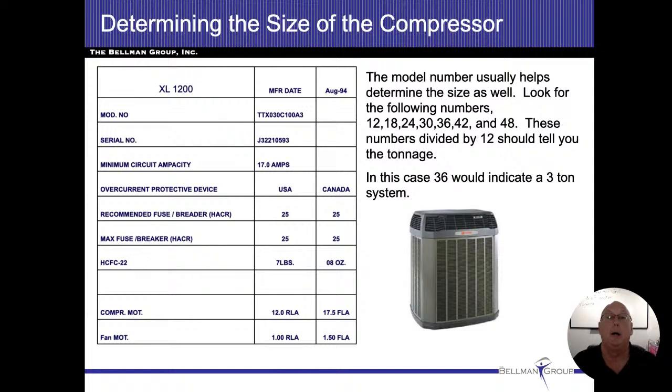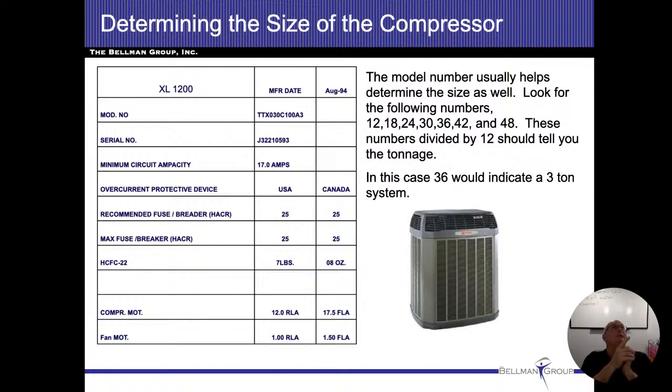All right. Now, since we got the data plate up here, I'd like to go over a few other pieces of information that we can get out of this. Now, I believe this is a Trane, the XL1200. That's a Trane model out there. And they've been actually very good about typing the manufacturer's date in the upper right-hand corner of these data plates. So this one right here was manufactured August of 94. So that part's easy when we come through it.